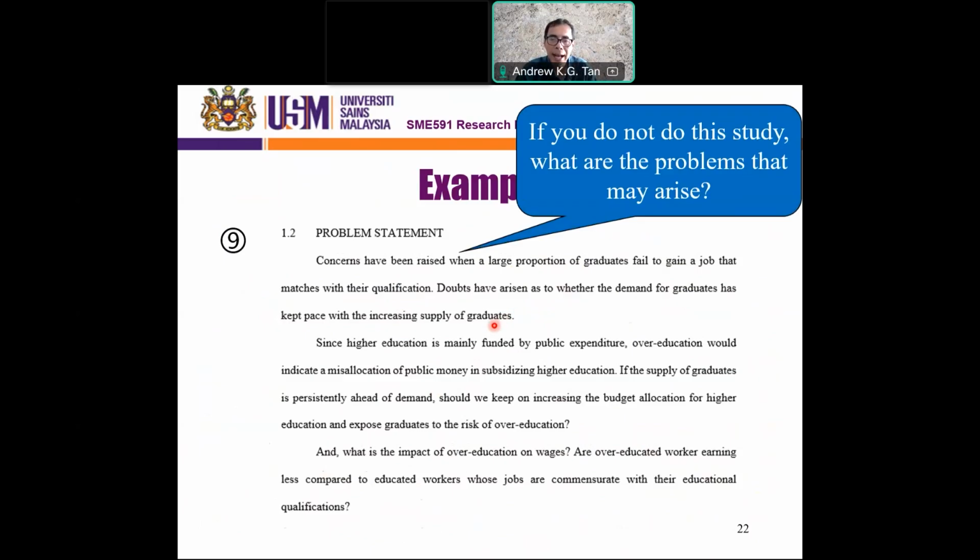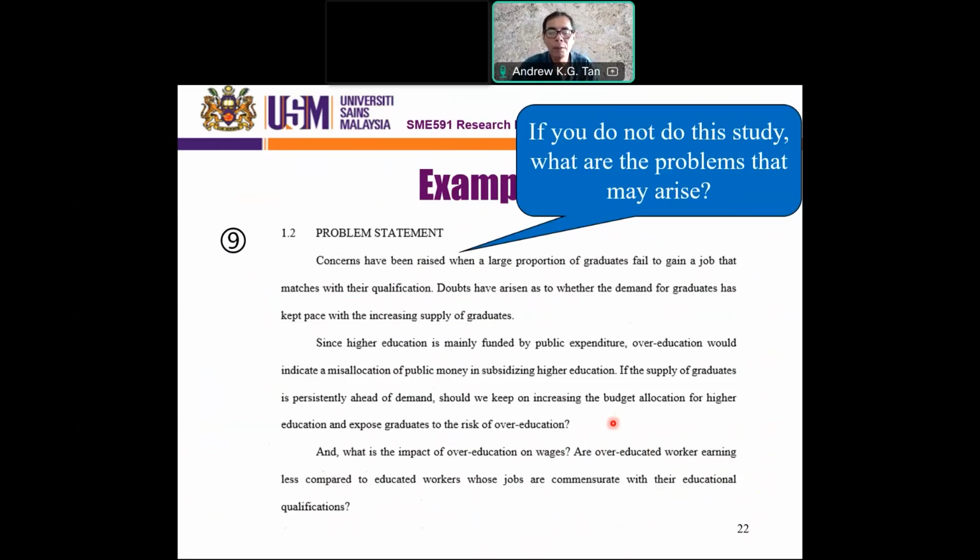Okay, since higher education is mainly funded by public expenditure, over-education would indicate a misallocation of public money in subsidizing higher education. What is the problem? Over-education would be a misallocation of public money. And then, if the supply of graduates is ahead of demand, should we keep on increasing the budget allocation for higher education and expose graduates to the risk of over-education? This is another problem that is being examined in a question form.